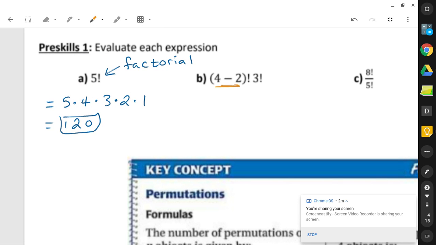So our second problem here, 4 minus 2 factorial times 3 factorial. So order of operations, I got to take care of that subtraction inside the parentheses first. It's always parentheses first. So 4 minus 2 is 2. That's the same as 2 factorial times 3 factorial. 2 factorial is 2 times 1. 3 factorial is 3 times 2 times 1. So 2 times 1 times 3 times 2 times 1 is going to be 6 times 2, or 12.